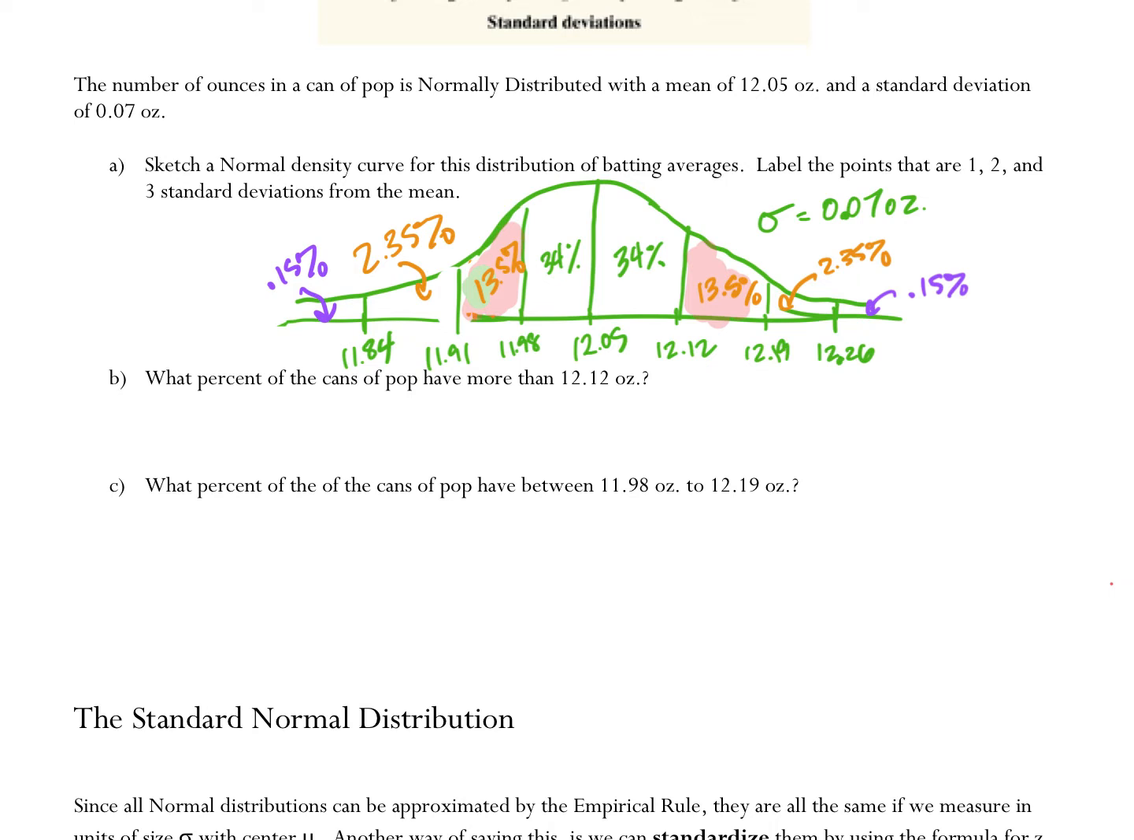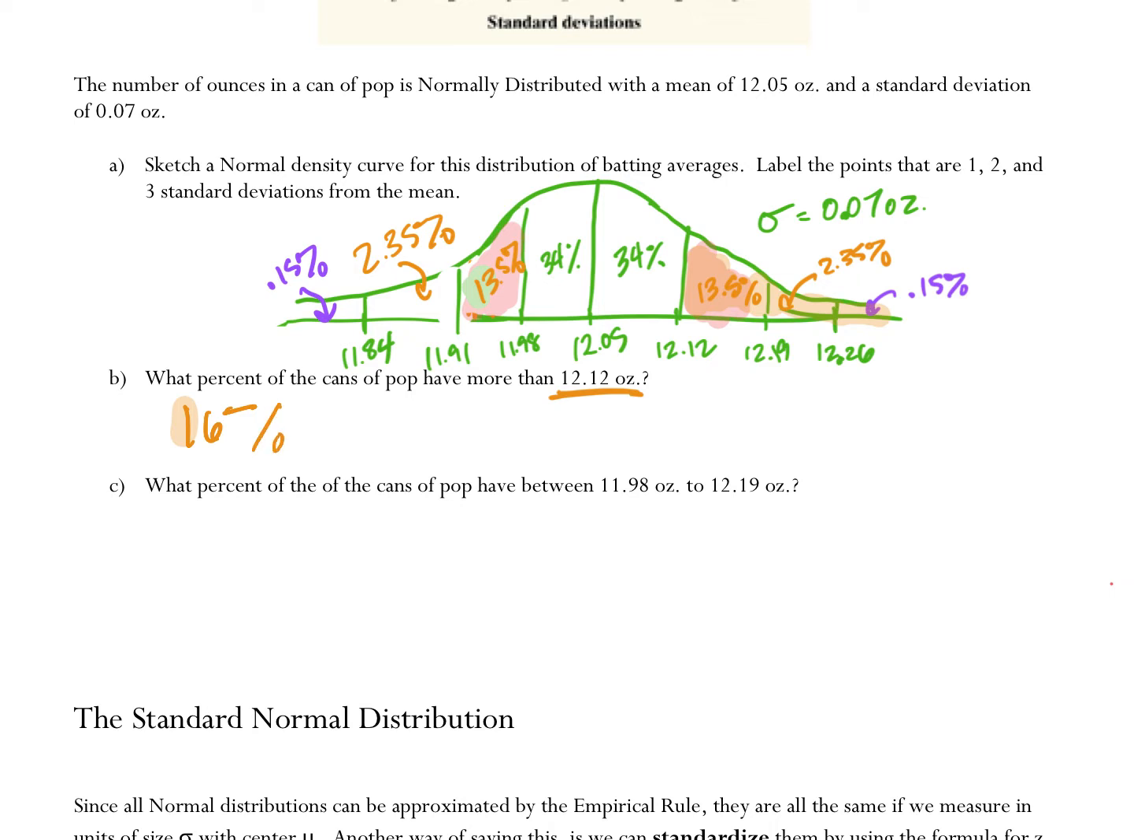Okay? So if I were to ask you, what percent of cans have more than 12.12 ounces in it? I'm essentially asking you to find the area to the right of 12.12. Which essentially is this plus this plus this. That's one way to get there, yeah? 16%.